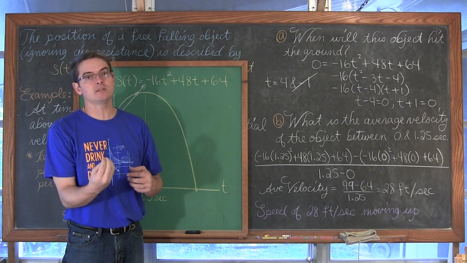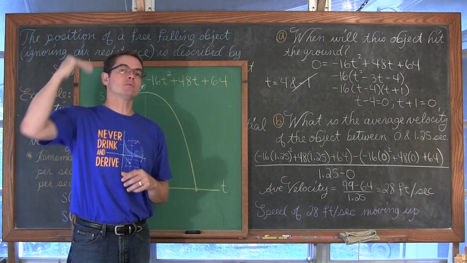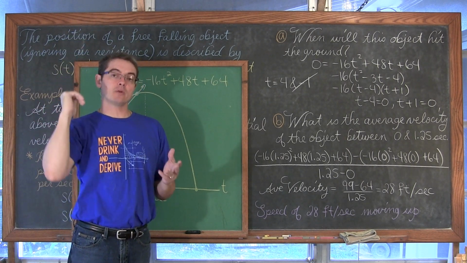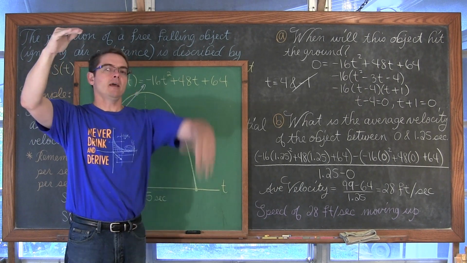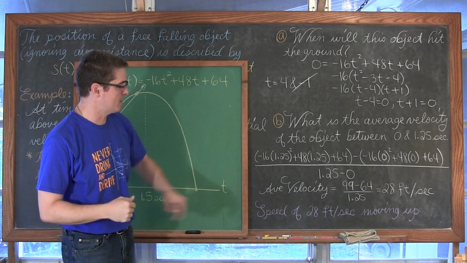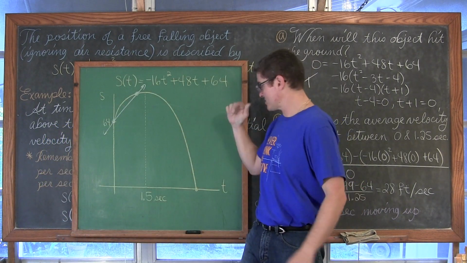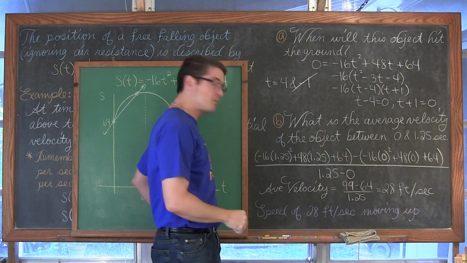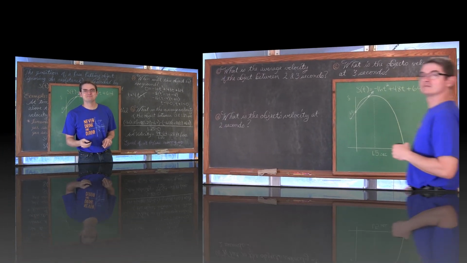Why has the speed decreased? Well, because the velocity was positive, thrown up 48 feet per second, and the acceleration of gravity is negative, thus the speed is slowing down. Alright, let's get this all out of the way, and I've got a lot more parts to this example.